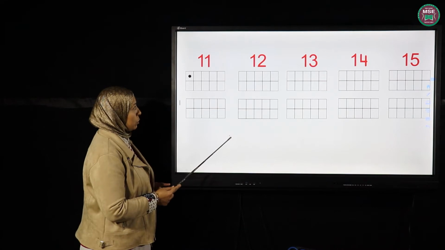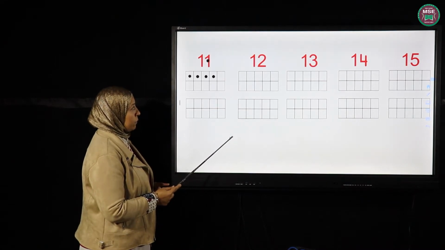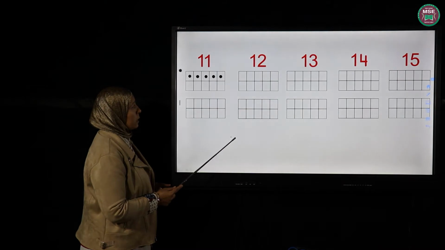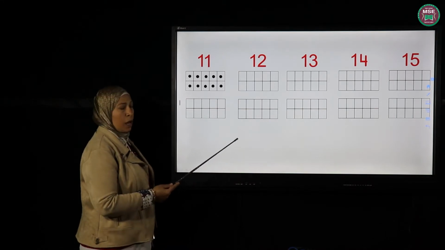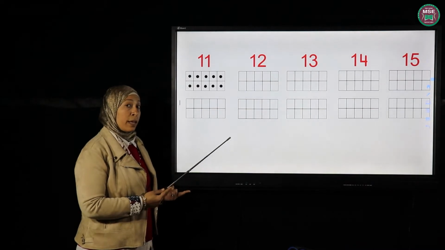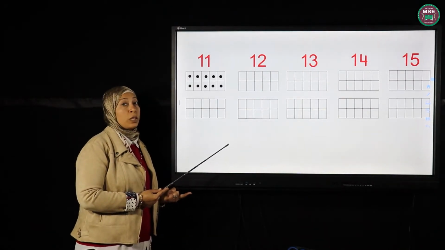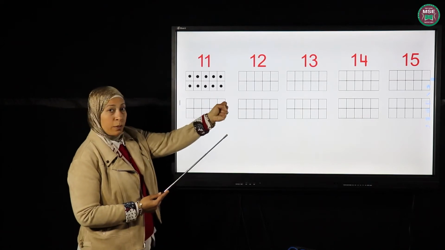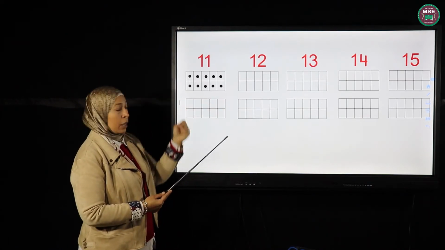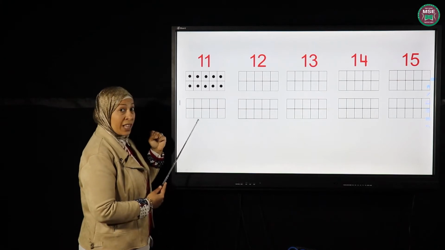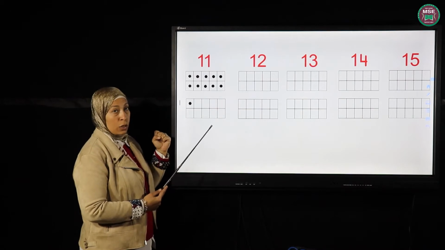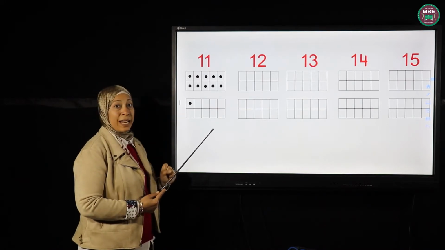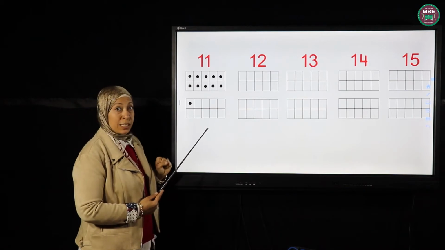1, 2, 3, 4, 5, 6, 7, 8, 9, and 10. Okay, I want 11. 11 is more than 10 by 1, so I need one more. So here I have 10 frames. So this is 10, and I want one more. So I'm going to move to the next 10 frame and call one more bouncing dot. So 10 and 1 makes 11.